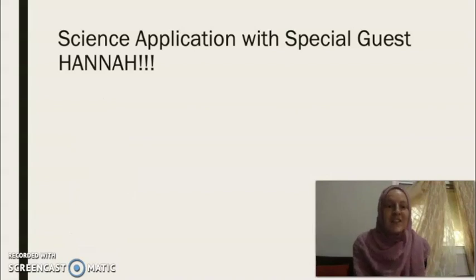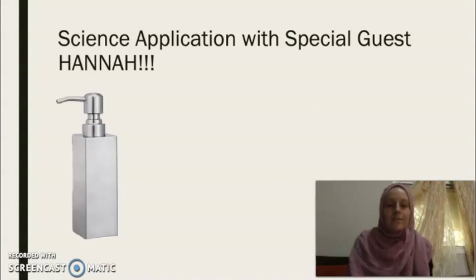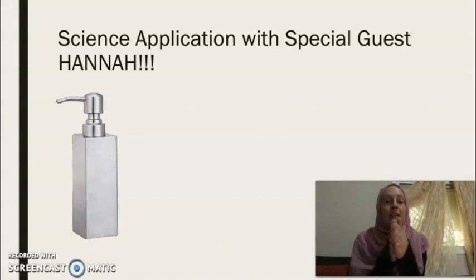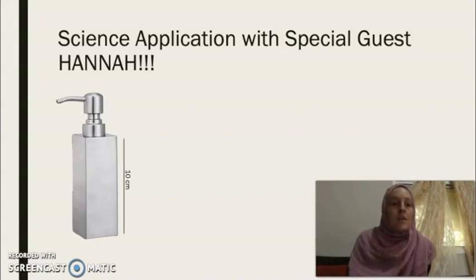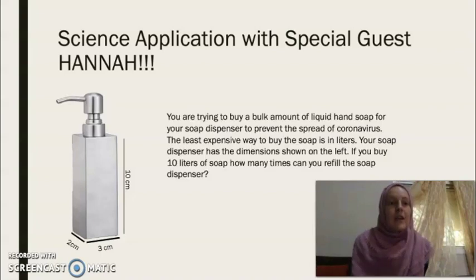Hi everyone. So we're going to do an example where we apply dimensional analysis to a scientific concept. So if you look here, we have a soap dispenser. This is something that you might find in your bathroom that you would fill with liquid soap to wash your hands with water. So we're going to use this soap dispenser and its dimensions to try to solve a dimensional analysis problem.